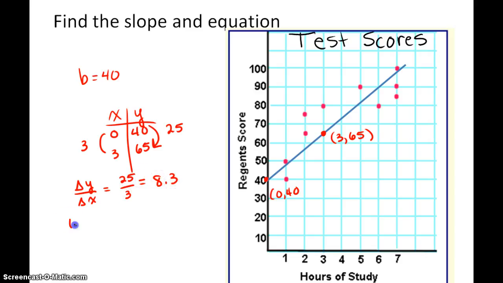So now to write the equation, it would be y is equal to 8.3x, the slope is the coefficient of x, plus 40. Now you can use that equation to make predictions. If you were to study for 6 hours, you could put 6 in for the x and you would solve it and you would get maybe what your test score percent would be.